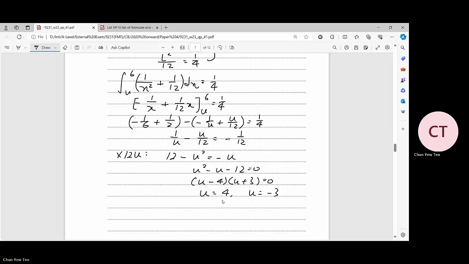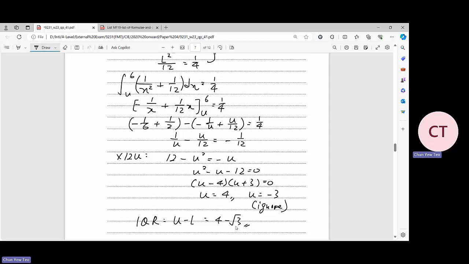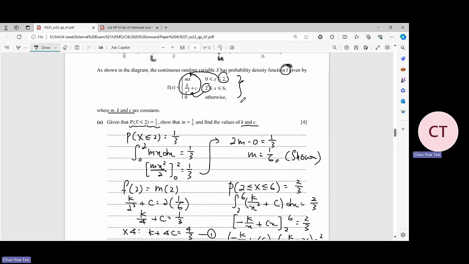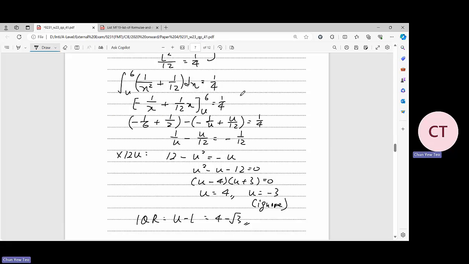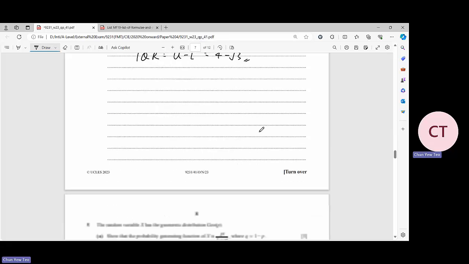Okay. But over here, u negative 3, I need to ignore. So therefore, your u must be only 4. Then your interquartile range is u minus the L. It will be 4 minus the 3. That will be your answer for question number 3 and number 4, part B. Okay, so done. Moving on.